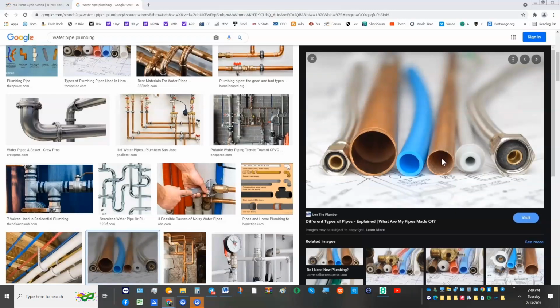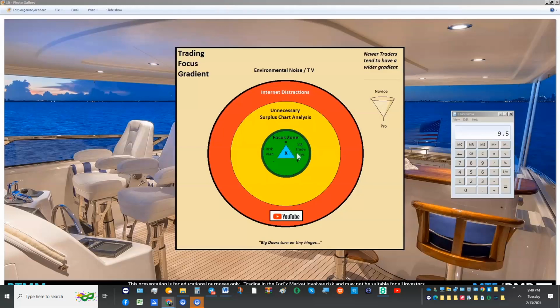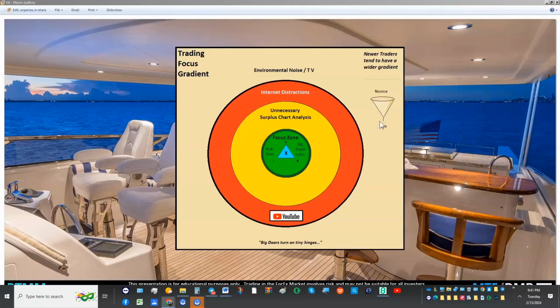You're eliminating all this excess noise. You're just going right down the straight and narrow into the focus of your signature trade rules, into the focus of your risk plan, and then into the focus of reacting to the 3 possible probability outcomes that face you. And keeping it very simple. Get rid of the internet distractions, get rid of the environmental noise, and work yourself into a very narrow range of focus for your signature trade rules.